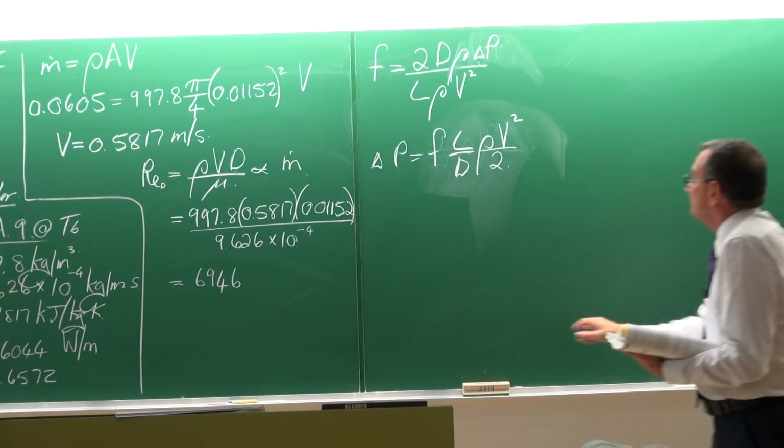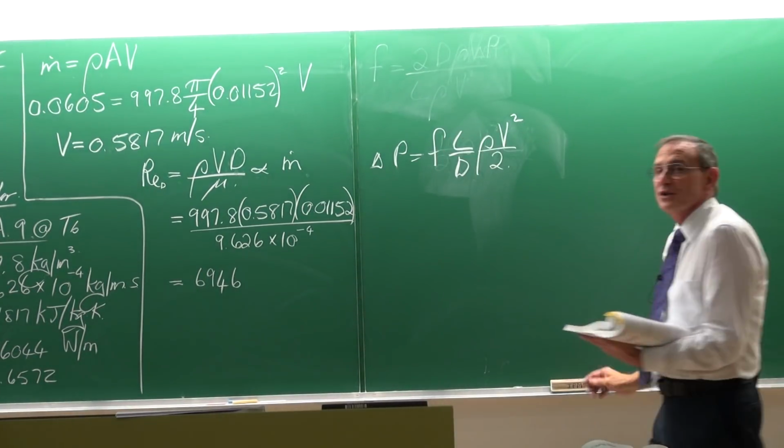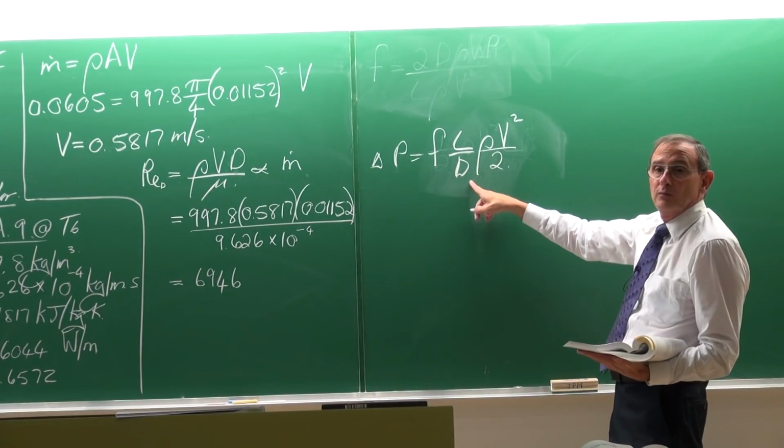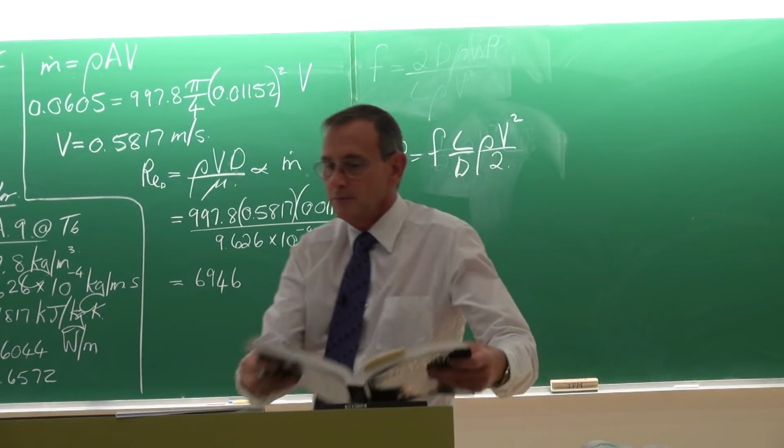That's it, okay? So let's rather do it like this. The pressure drop is equal to the friction factor multiplied by L over D multiplied by rho v squared divided by 2.